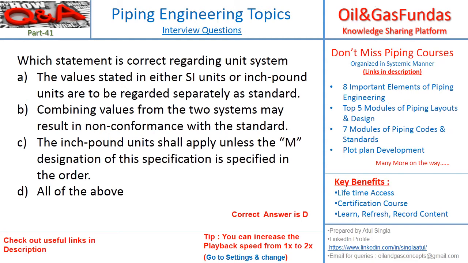So we are regarding it as separate ones. Based on the second statement, if we combine these two values, this may result in non-conformance with the standard. So we may get some non-standard values. Until the M designation is mentioned, the inch pound system shall apply. If the purchase order does not mention M, then the manufacturer will consider it as inch pound unit system and will define all the values based on that system only. So all these three statements are correct. The correct answer is D.